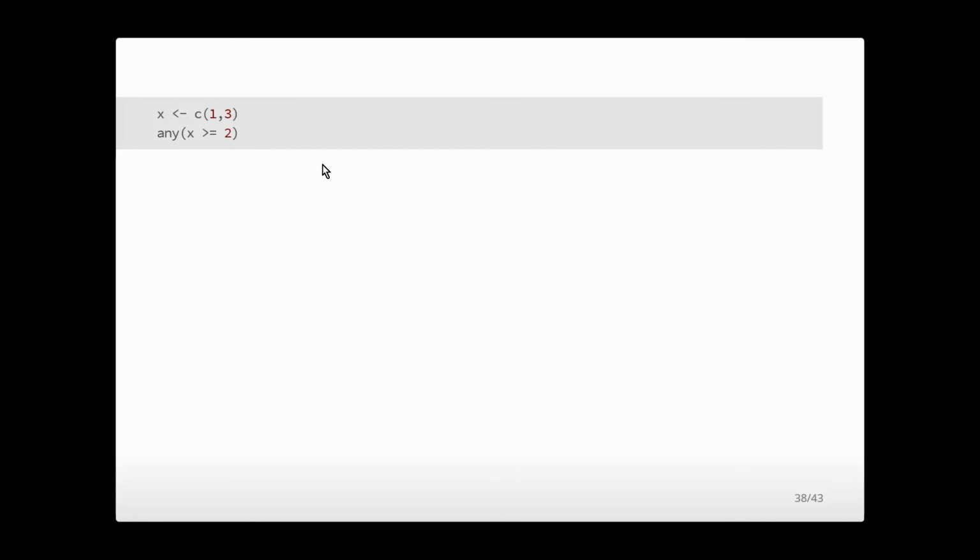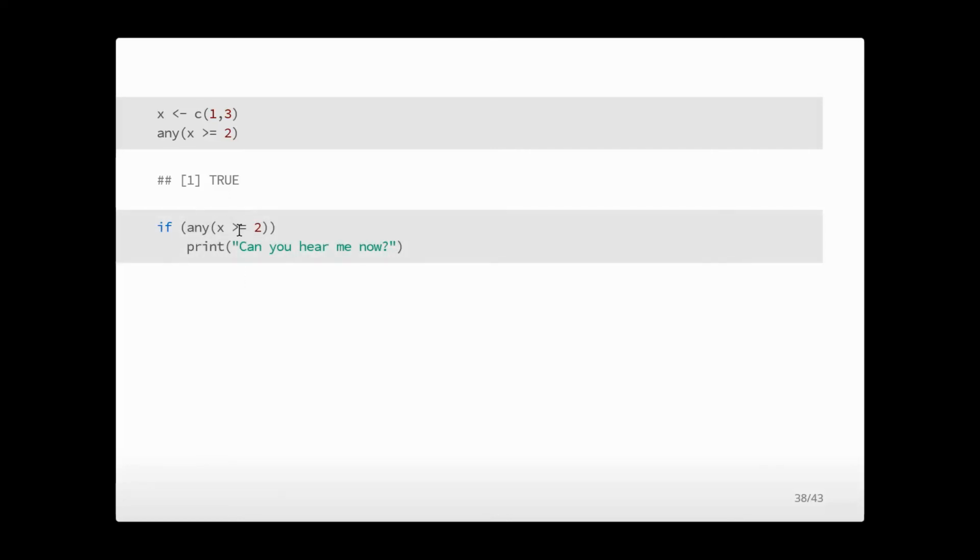All right, and so instead, we can use any x greater than 2, okay? So any is like a series of ors, okay? So it's just or. So over here, this is going to be true, right? You have 20 falses and 1 true. Any is going to return back true. It's just like having a bunch of ors. So we feed this into if any of the x are greater than 2, then we can print "can you hear me now," and that's gonna work.